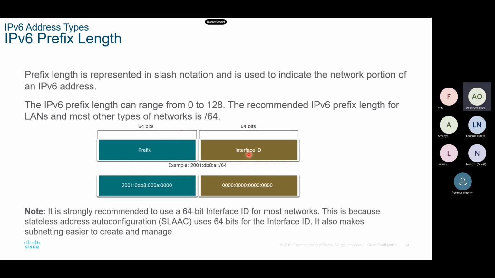So it also has, like yesterday we saw a network portion and a host portion. Here, the network portion is called the prefix, and the host portion is called the interface ID. The interface ID is always 64 bits, and the network portion is also 64, which makes a total of 128 bits. Now, we have been told it is strongly recommended to use this 64-bit interface ID for most networks. This is because SLAAC, which we talk about today, stateless address auto configuration, uses 64 bits to make its interface ID, and it makes subnetting easier to create and manage. Of course, we will talk about that. Don't worry about that.